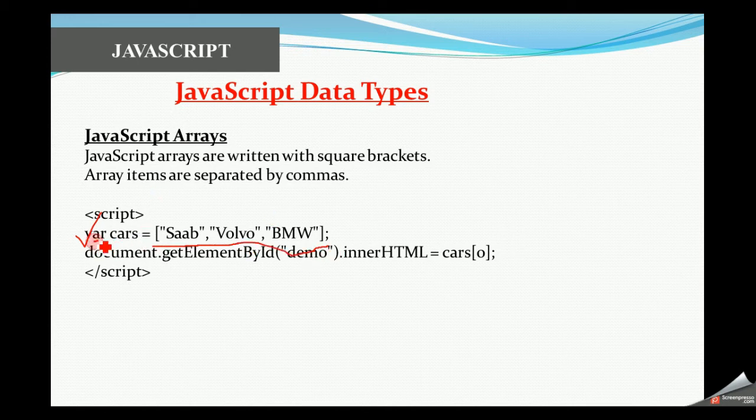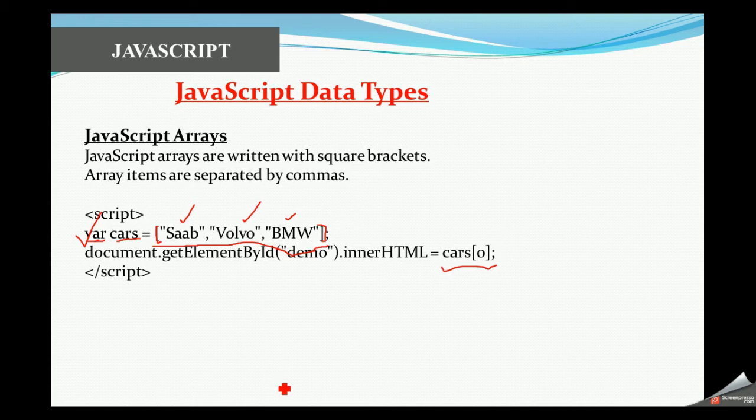Suppose this is the variable name. Again, it's not compulsory to define which type, integer, float, double, character, string, nothing. Just write the keyword var, then the variable name is equal to, then you write it in square brackets, and with the help of commas you write your values in double quotes. So you will be getting it like this, and when you have to access, you have to use the variable name, that is cars, and the position you want to access.